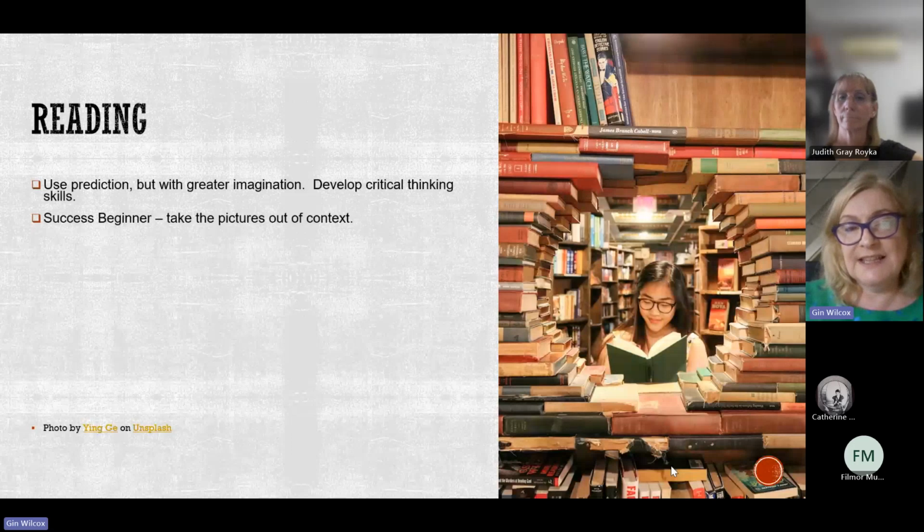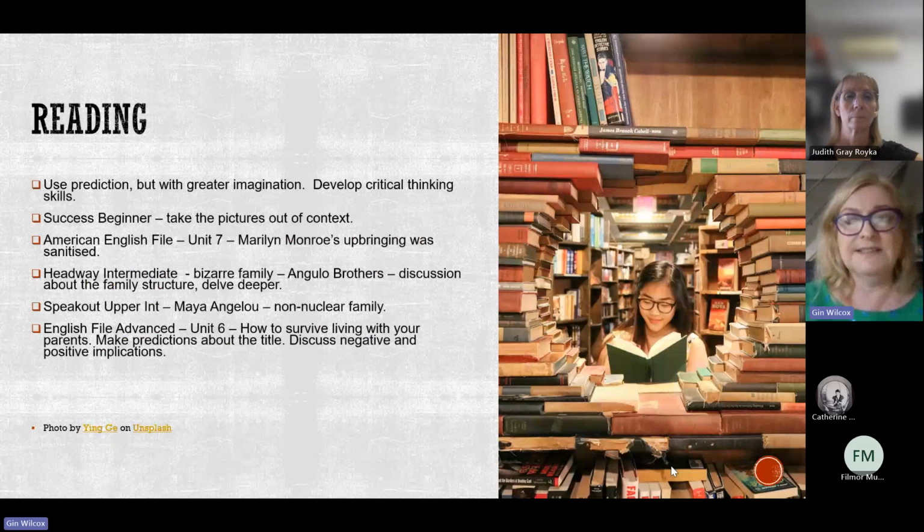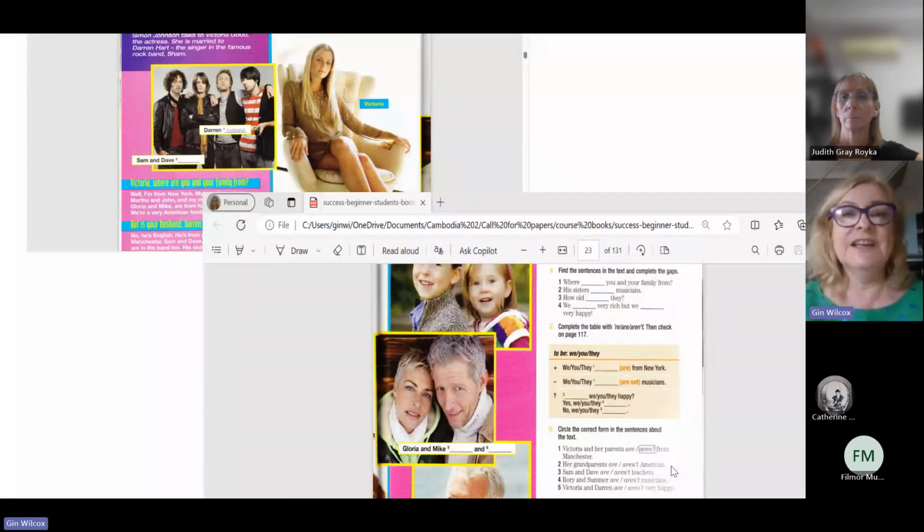In Success Beginner, we could take the pictures out of context. So if I just quickly whiz through to the Success Beginner page, here there's a picture of a woman, and then it says Darren is a husband. Now the students could predict who Darren is the husband to. It doesn't have to be Victoria if you take the pictures out of context. And who are Sam and Dave? Ask the students to predict.